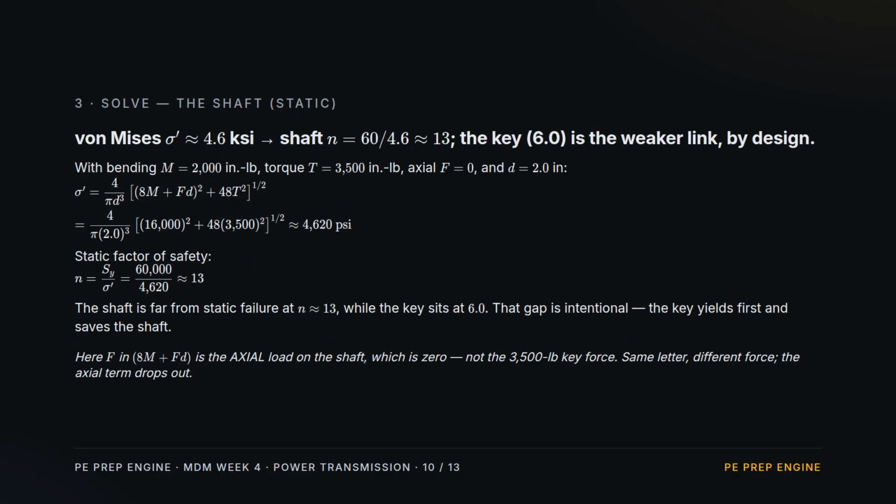Solve. Part 3. The shaft. Feed the bending moment and the torque into the von Mises form, with the axial load 0, and the combined stress comes out near 4,600. Against a 60 ksi yield, that's a factor of safety around 13. So the shaft is comfortably safe while the key sits at 6, and that gap is the point. The key is meant to give way first and protect a far more expensive shaft and gear.